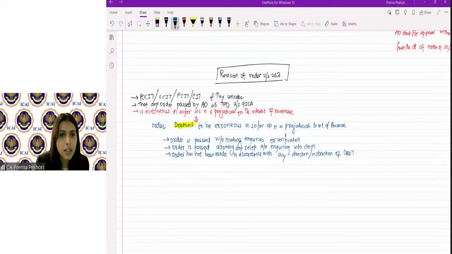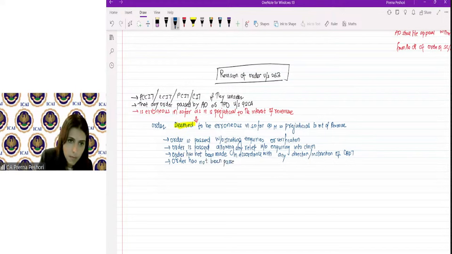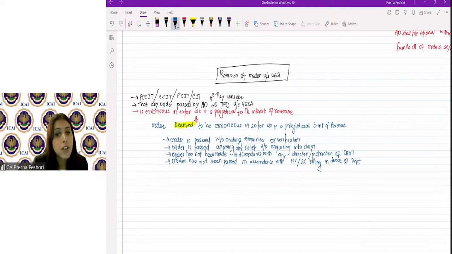Next is, the order has not been passed in accordance with the High Court or Supreme Court ruling in favor of the department.